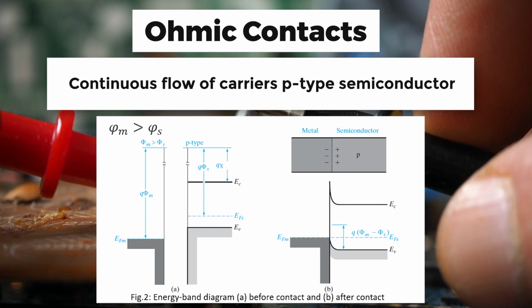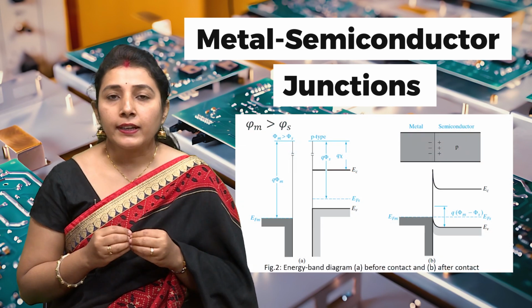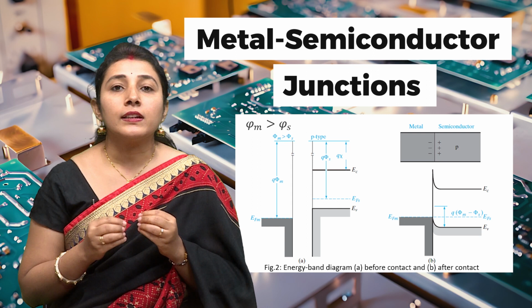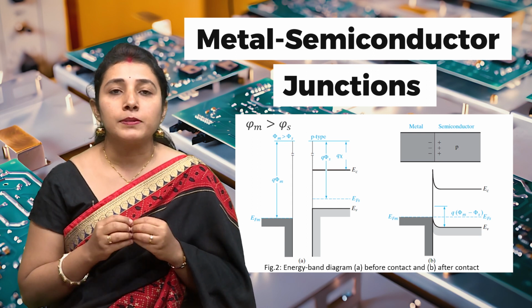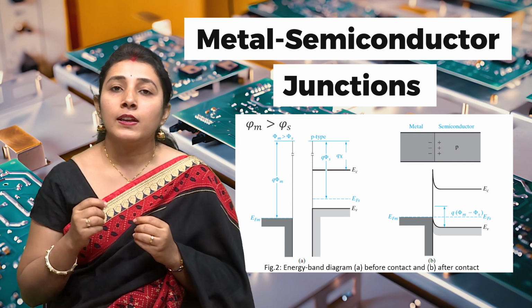Unlike the rectifying contacts, no depletion region occurs in the semiconductor in these cases, since the electrostatic potential difference required to align the Fermi energy level at equilibrium calls for accumulation of majority carriers in the semiconductor. So here we are making a metal-semiconductor contact for a p-type semiconductor material. In the case of an ohmic contact, as I have told you earlier, there is a continuous flow of carriers in the p-type semiconductor when the work function of the metal is greater than the work function of the semiconductor.